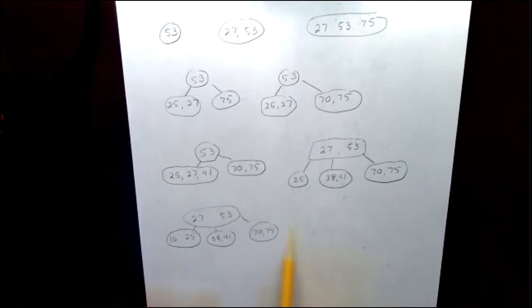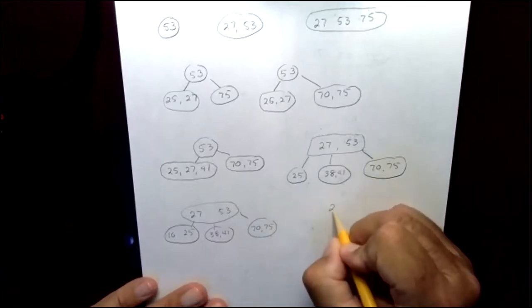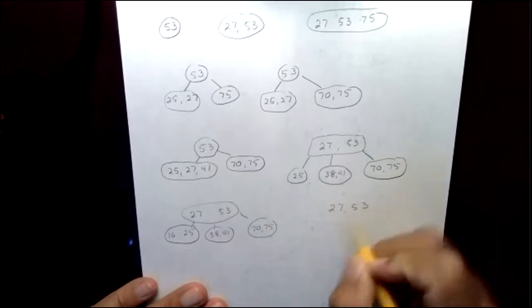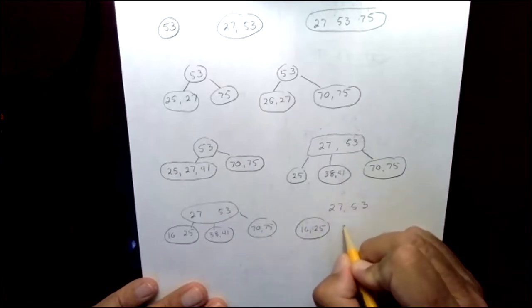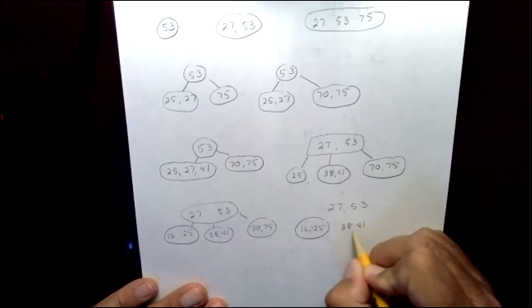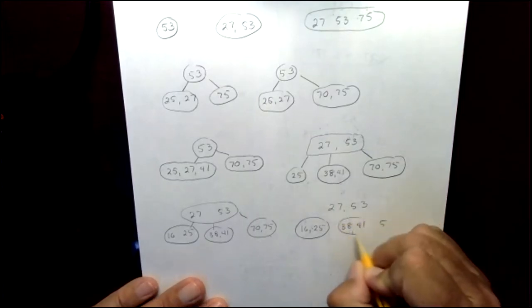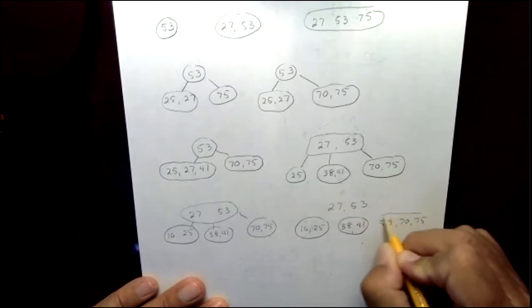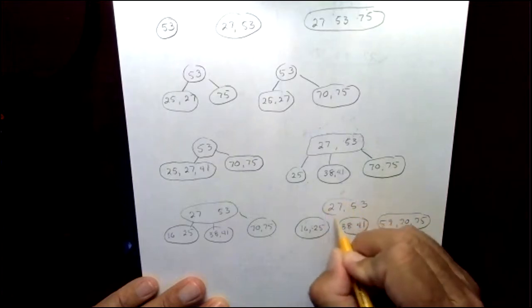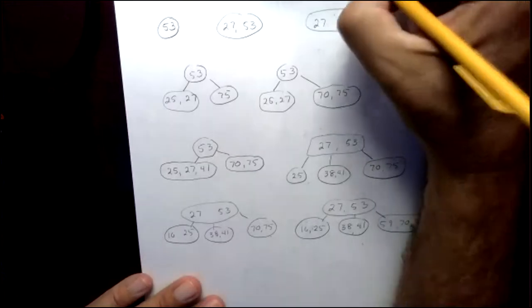The next number is 59. 59 is bigger than 53, so it's going to go over here. 27 and 53, 16 and 25, 38 and 41. And the new number is 59, 70, and 75. So I just added 59.